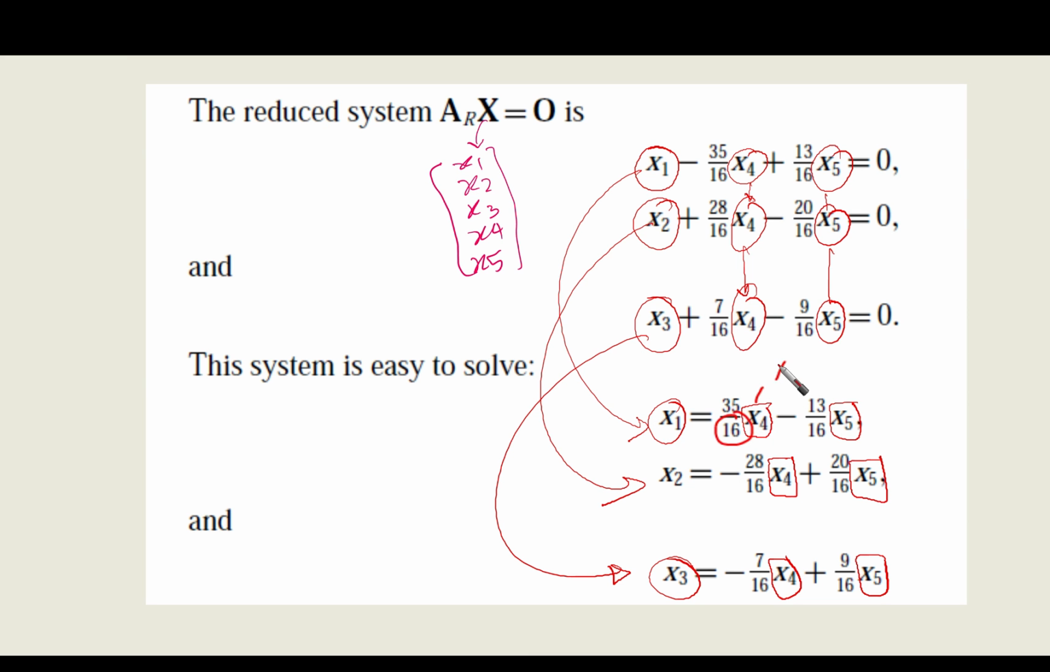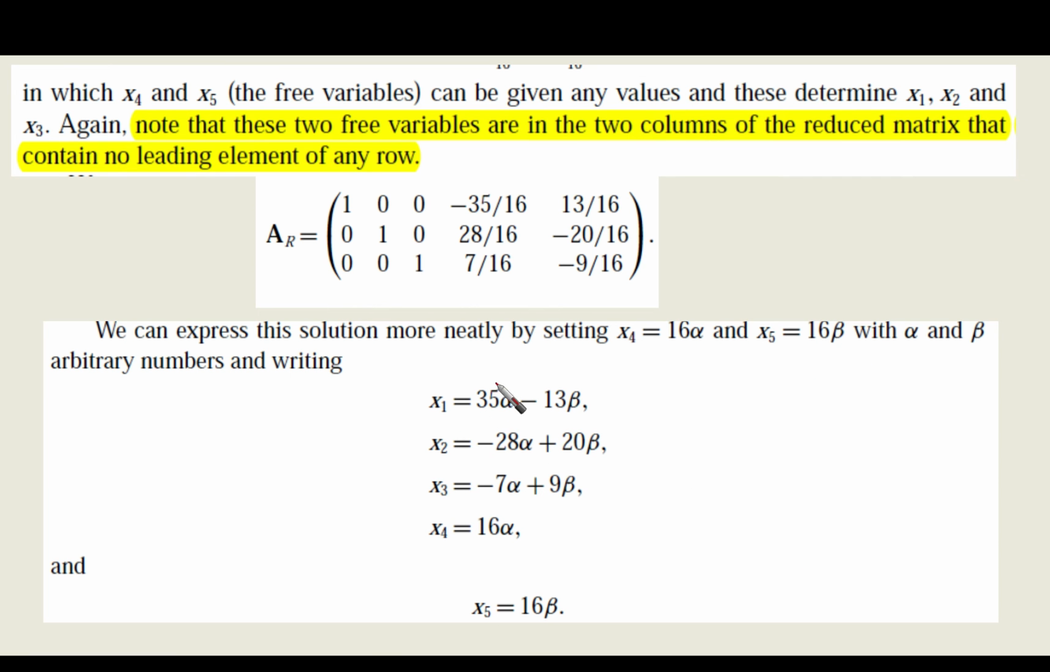So we said that x4 equals 16 alpha. So this 16 cancels this 16, and we're going to remain with alpha times 35 directly. Similar here, this is 35 alpha, and then the 16 is going to vanish after assuming x5 to be 16 beta. So we're going to find that 13 only is going to remain for us, 13 beta. Now it's better like this, to say that x1 equals 35 alpha minus 13 beta. That's easier and looks nicer.